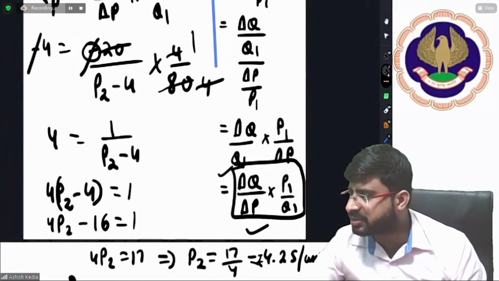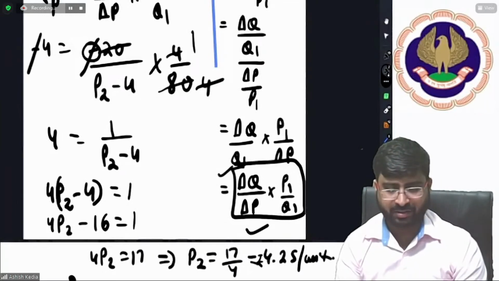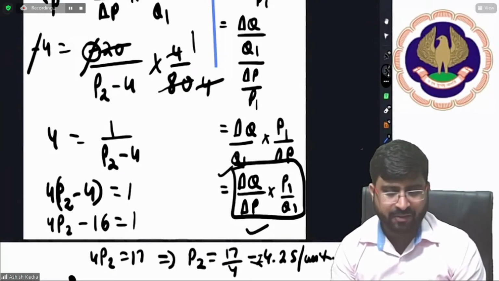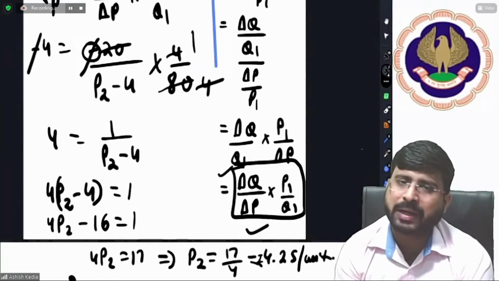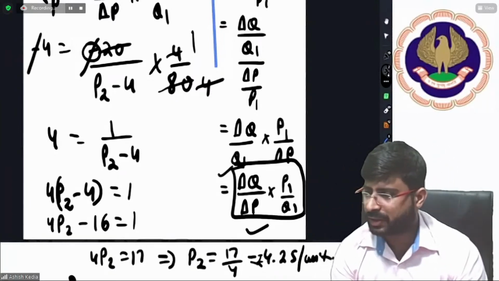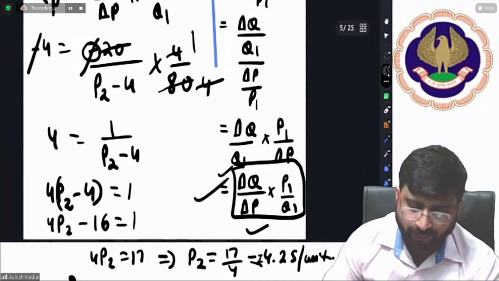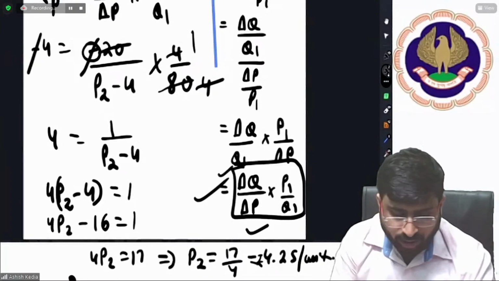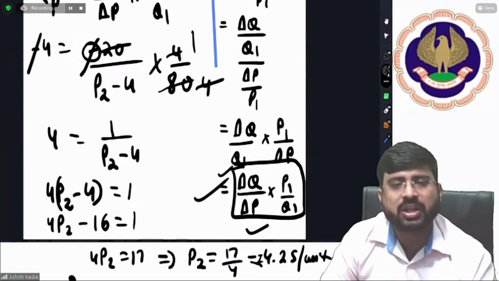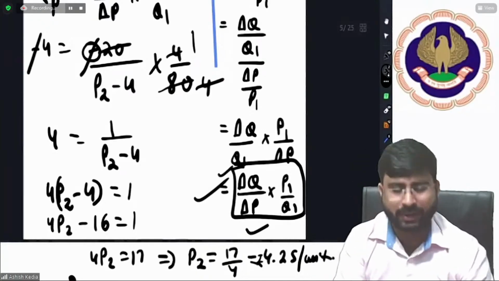Come on, friends. Is it crystal clear? Every step must be clear. It's pure maths going on here. Understood, not understood, everybody? Yes, sir, it's crystal clear. So we have understood this formula: change in quantity by change in price into original price by original quantity. Okay, sir. So 4.25 will be the answer.